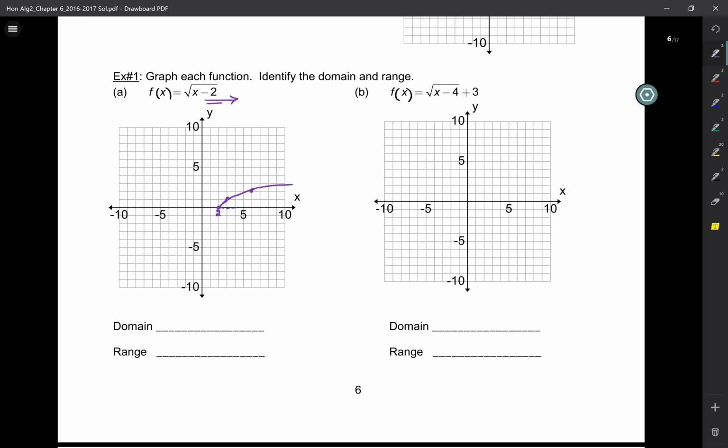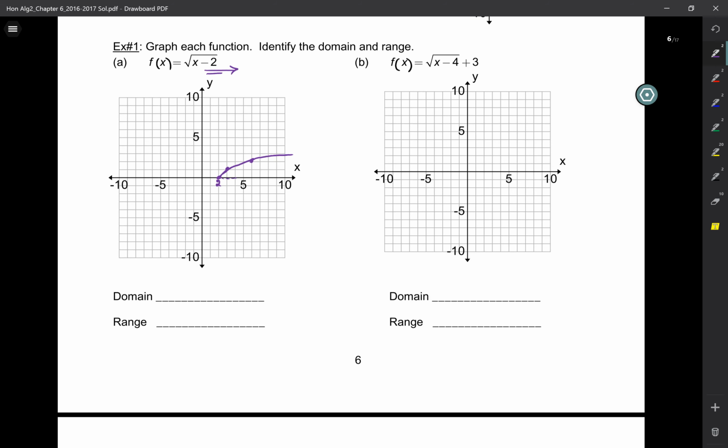Where is my graph going to move for part? Oh, wait a minute. Let's do domain and range. Sorry. You would still have to start 2 to the right if you do the subtraction. Right. Okay, so domain and range for this one. What's the domain? Greater than or equal to 2.